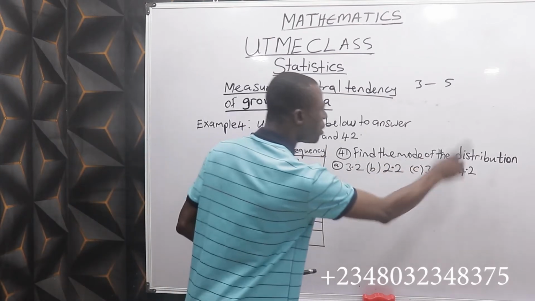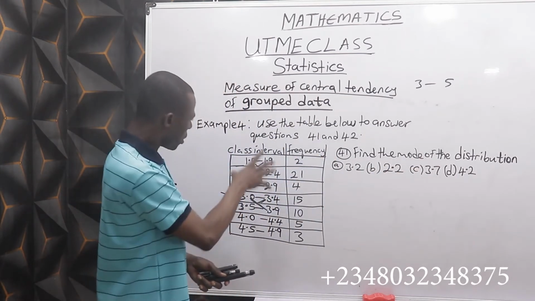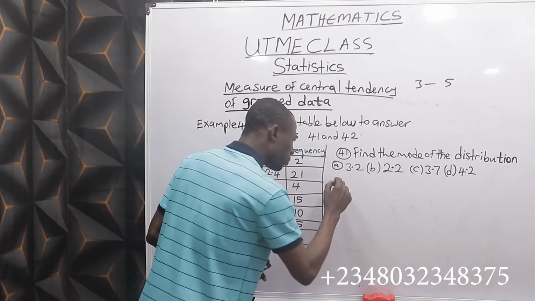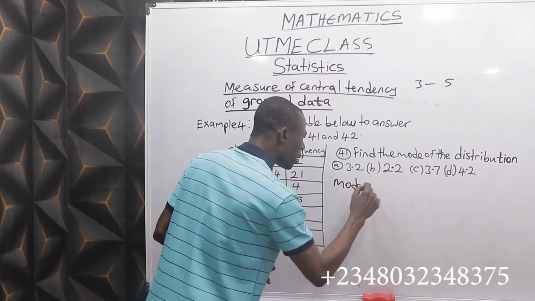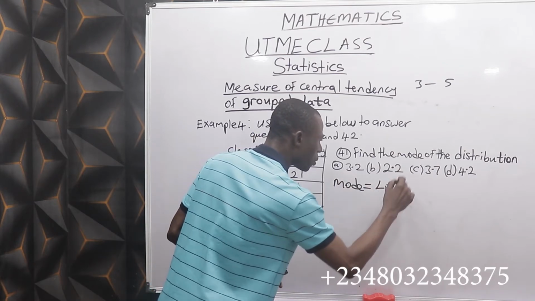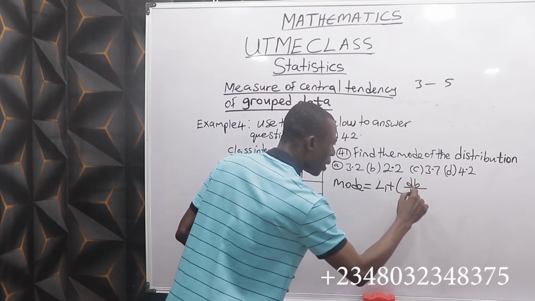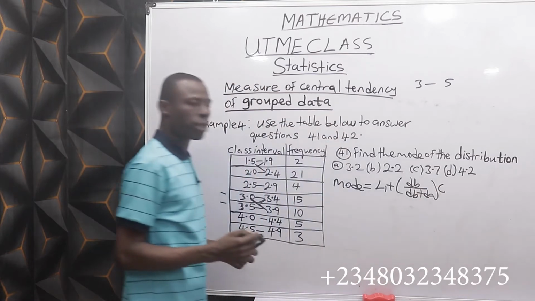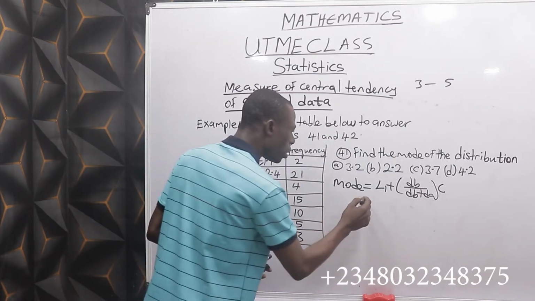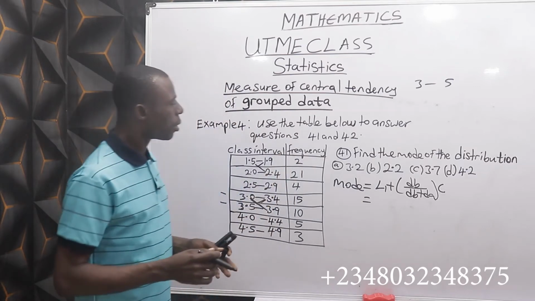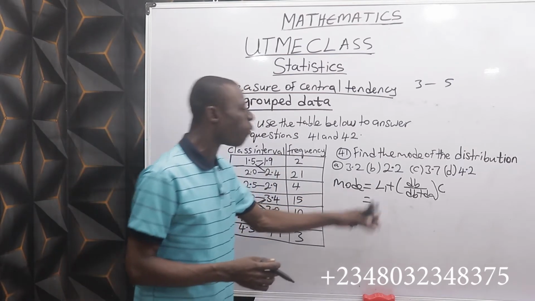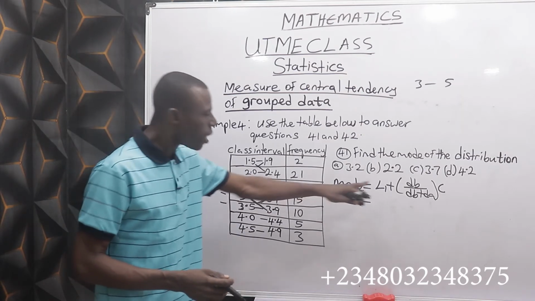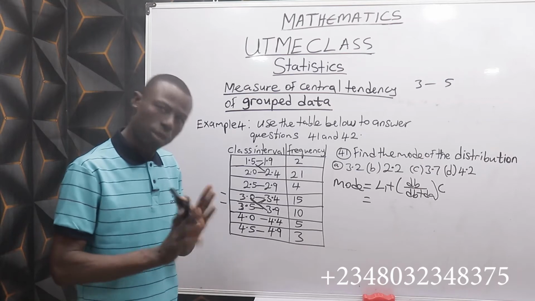Find the mode of the distribution. You are using this table to find the mode of the distribution. So mode, as I've told you, mode is L1 plus dB over dB plus dA times C. I have told you the L1 means lower class boundary of the modal class, since it is of mode. If it is median we are dealing with, the L1 will be lower class boundary of the median class.